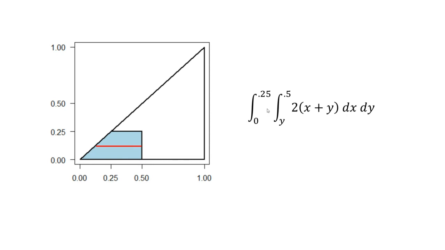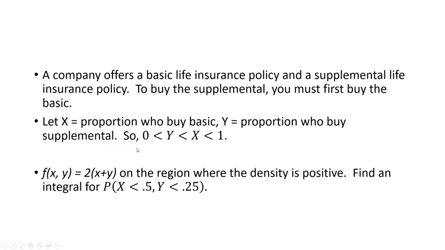Questions about this? Kyle? How did we get the big triangle? This big triangle in the lower right-hand corner? Yeah. That is coming from what we were told on the restrictions on x and y, that to buy the supplemental insurance, you first had to buy the basic. So y must be less than x. And you can check that the integral of our density function on this region should be 1, just like we had for a single continuous random variable.